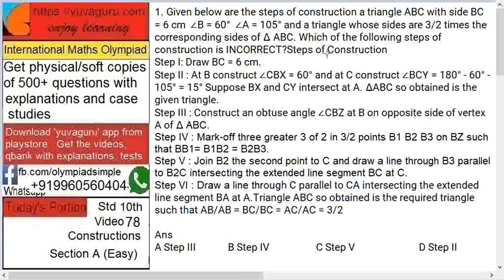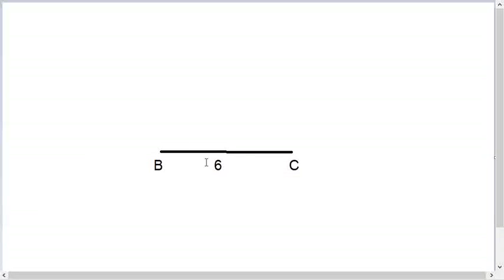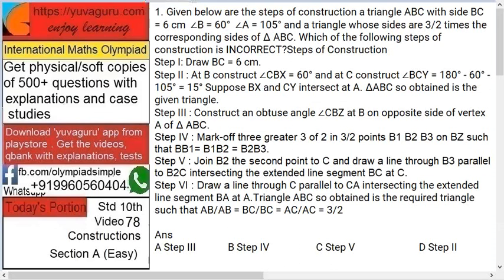Okay. Now these are the steps. See here, as we read the question, we'll start drawing. Step 1. Draw BC equals to 6 centimeters. Say this, drawn BC 6 centimeters. Then at B construct angle CBX 60 and at C angle BCY 180 minus 60 minus 105.